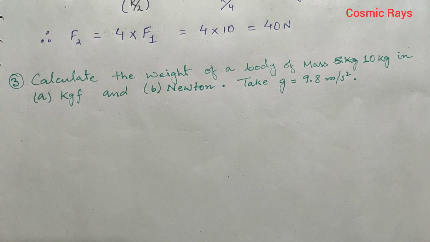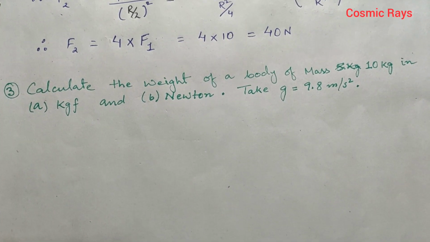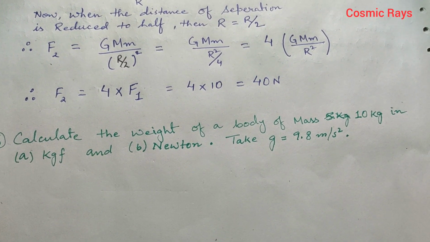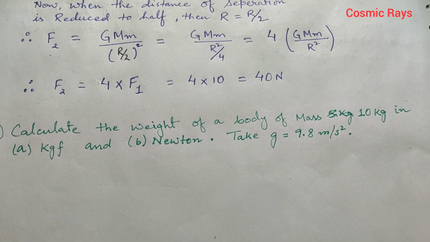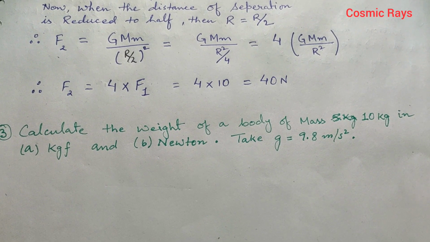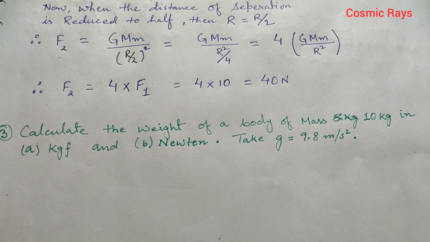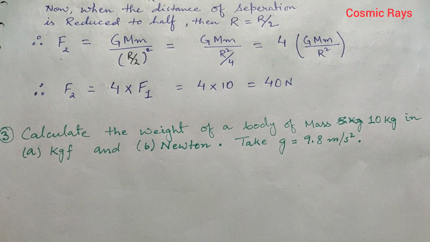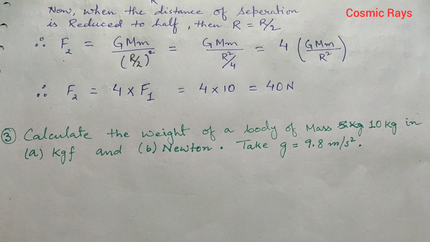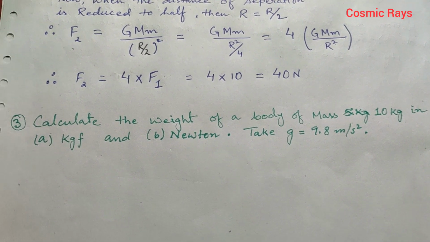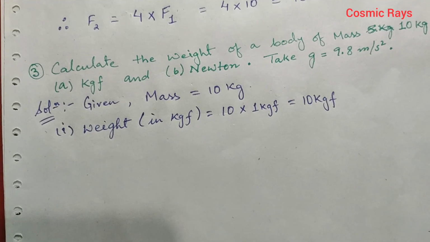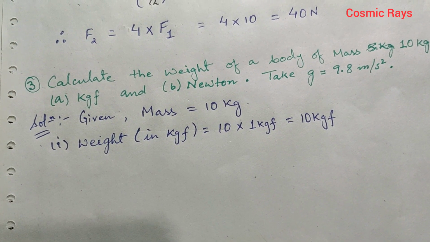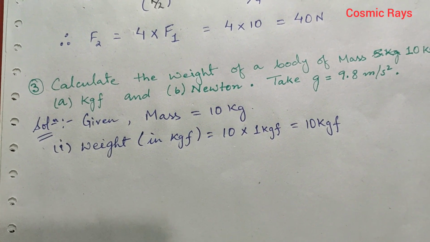The third question says, calculate the weight of the body of mass 10 kg in number 1 kgf and number 2 in Newtons. Take the acceleration due to gravity, that is g, to be equal to 9.8 meter per second square. Here we know the relation that 1 kgf is equal to 9.8 Newton. So we'll be writing the given things and then using that relation. So the mass given is 10 kg. So weight in kgf will be 10 into 1 kgf, that is 10 kgf.